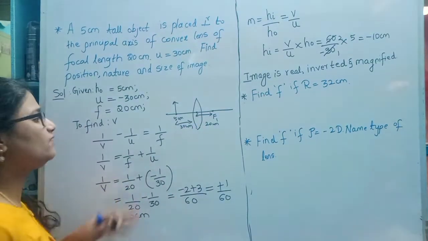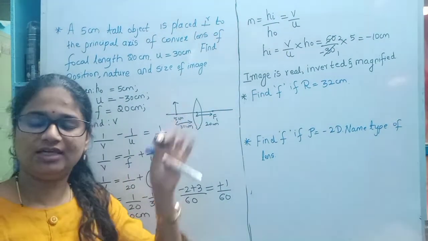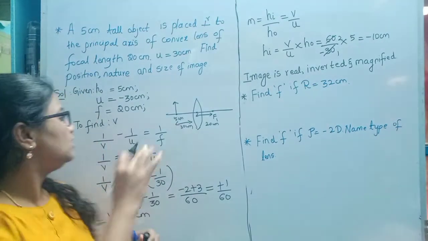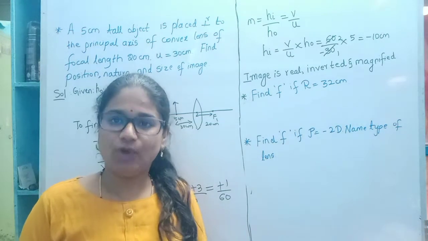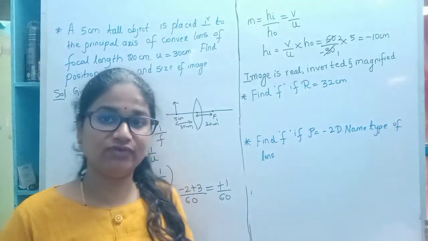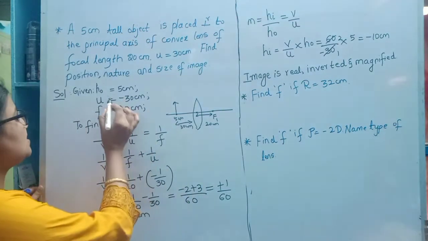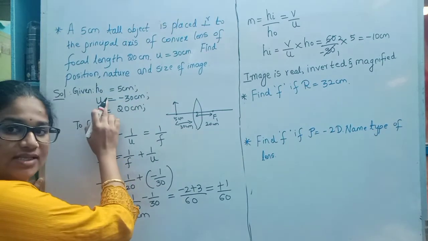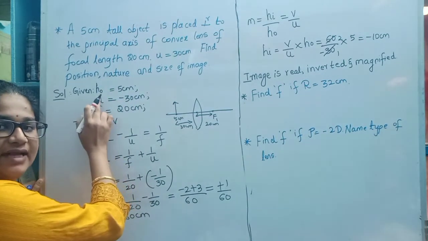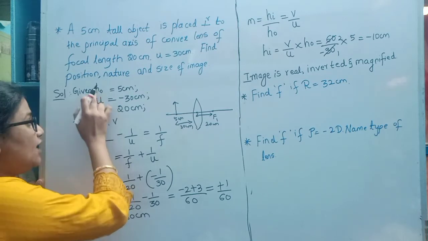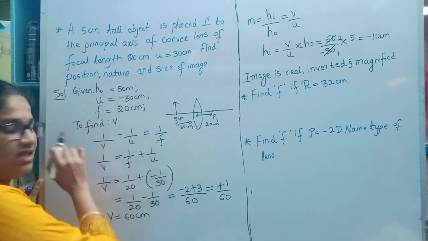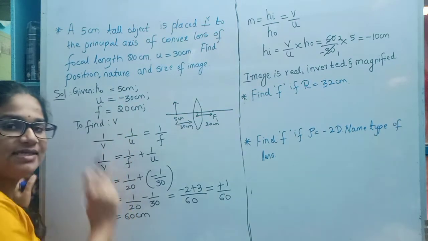Okay. Then we have to find the image distance, as well as where the image will be formed. Then the nature of the image also we should find. Now let us take the height of the object, which we consider as HO. H is height, O is the subscript. We should write down it is the object. HO is equal to 5 centimeter, U is minus 30 centimeter.